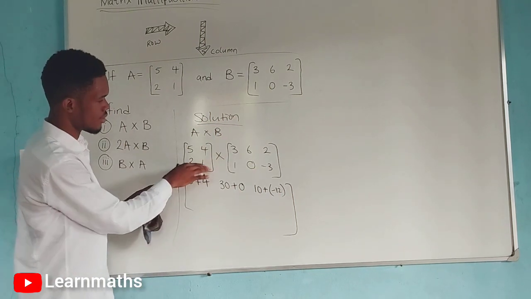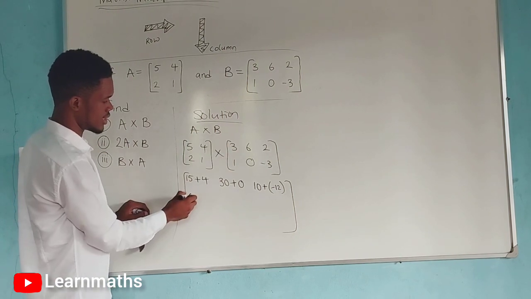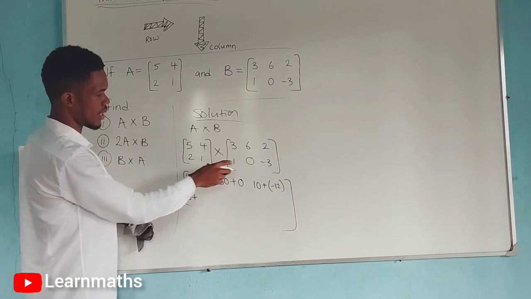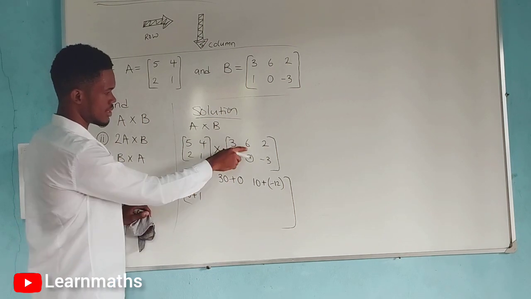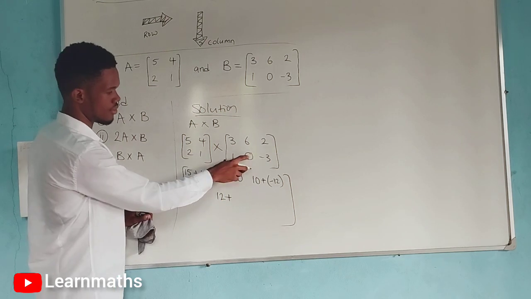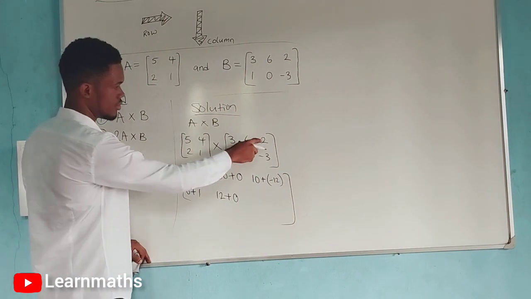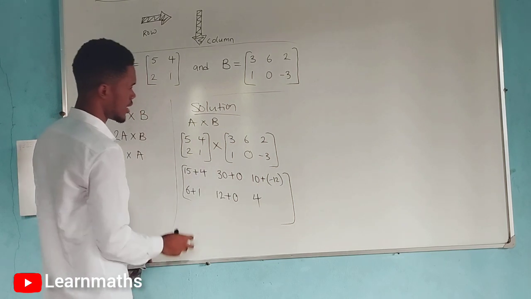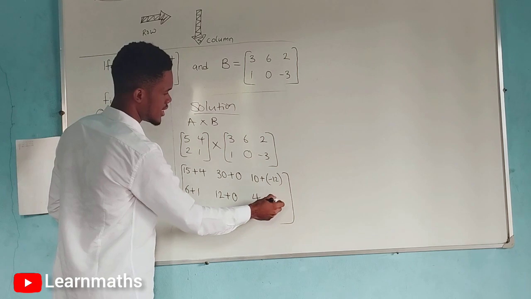Now let's look at the second row multiplying the 3 columns. We're going to have 2 times 3, which is 6, plus 1 times 1, which is 1. Secondly, we're going to have 2 times 6, which is 12, plus 1 times 0, which is 0. Then finally, we're going to have 2 times 2, which is 4, and 1 times negative 3, which is negative 3.